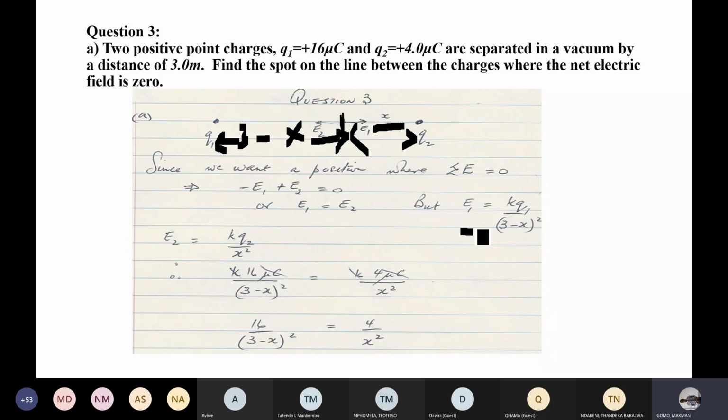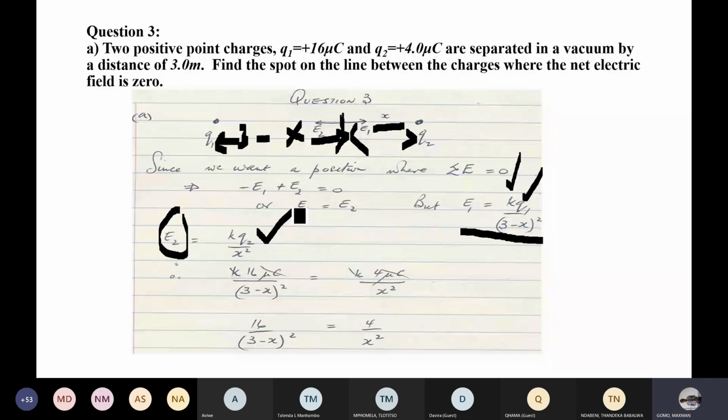So the value of E1, that's what was calculated here. The value of Q1 is given. The value of K, you know it. Then R for Q1 with respect to the point P is going to be 3 minus X, as I have mentioned. Then since we square that, you put your square here. Then you need also to calculate the value of E2, which is given by K. The value of Q2, you know it. Then R for Q2, which is the distance between the point and the particle Q2, is X. And then you do this.